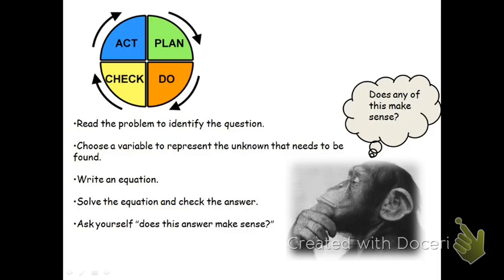We're going to use our four-step problem approach and look at some problems where we need to set up linear equations. Another way of thinking about the four-step is this little circle divided into four quadrants. Act means read the problem, understand, identify the question. Plan: here we're going to choose a variable that represents our unknown. We're going to write an equation. Do: we're going to solve the equation and check the answer. And then ask yourself, does this answer make sense?